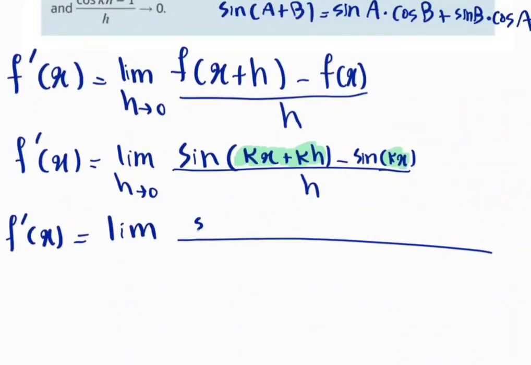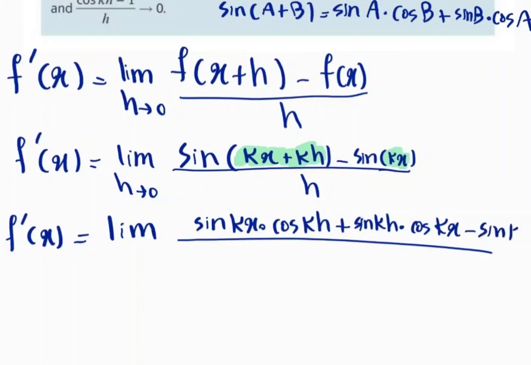So sine kx times cos kh plus sine kh times cos kx minus sine kx, which is this term. And also we have h in the denominator as h tends to 0.